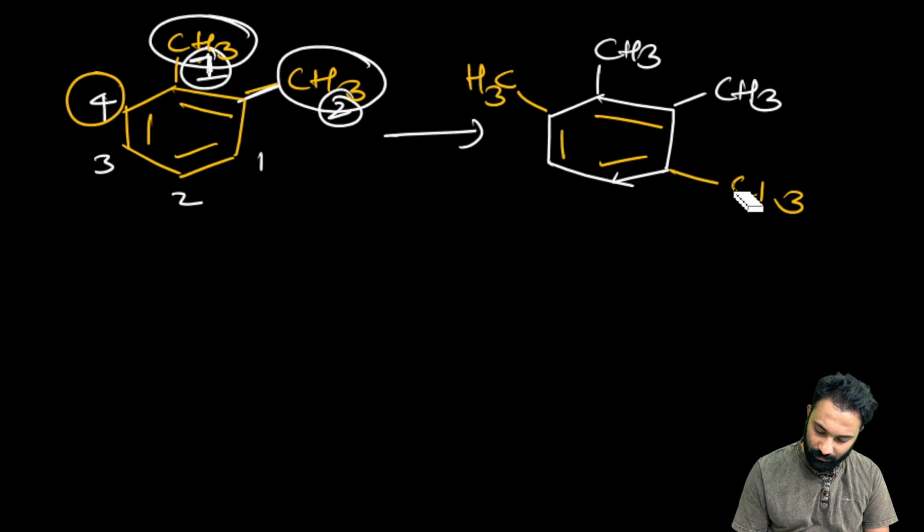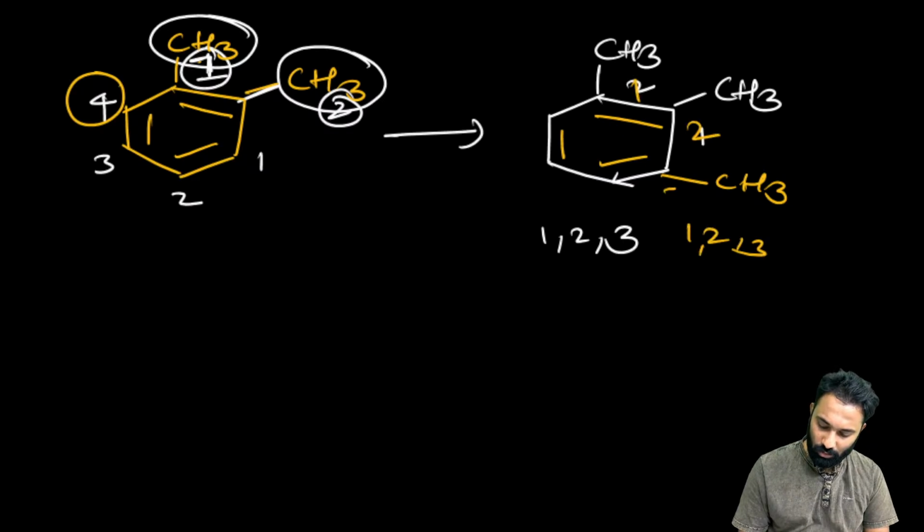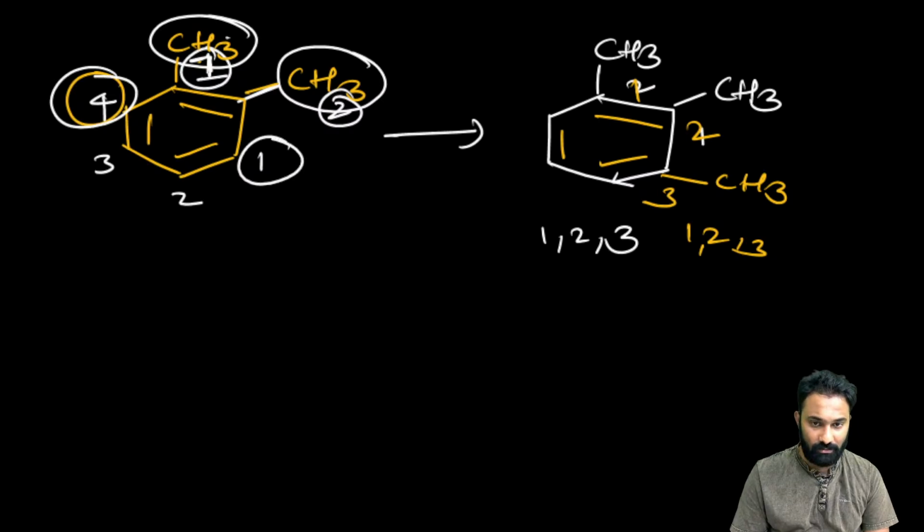Why? You can see here also 1, 2, 3. Here also 1, 2, 3. If the CH3 is attached at the fourth or 1 number carbon, then also the numbering we get is 1, 2, 3 only. Anywhere it will be the same. For the CH3 at the fourth position and the 1 position, for this one the fourth is ortho, for this one 1 is ortho. So 1, 2, 3, anywhere it will be the same.